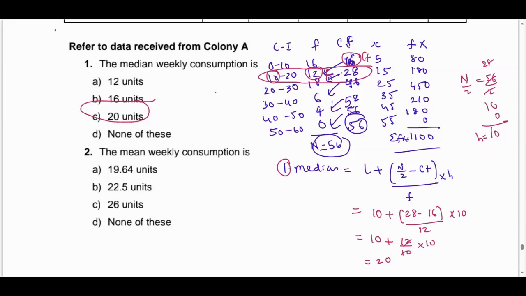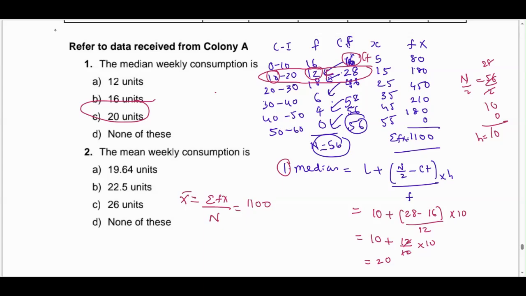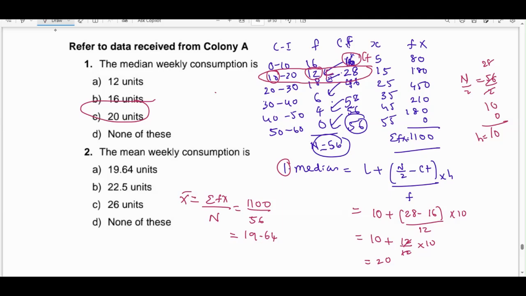Then the mean weekly consumption. What is mean? Mean is x bar, which is summation of fx divided by n. So here it is 1100 divided by 56. When you do the division, you get 19.64 units. So yes, it is 19.64 units, option A.